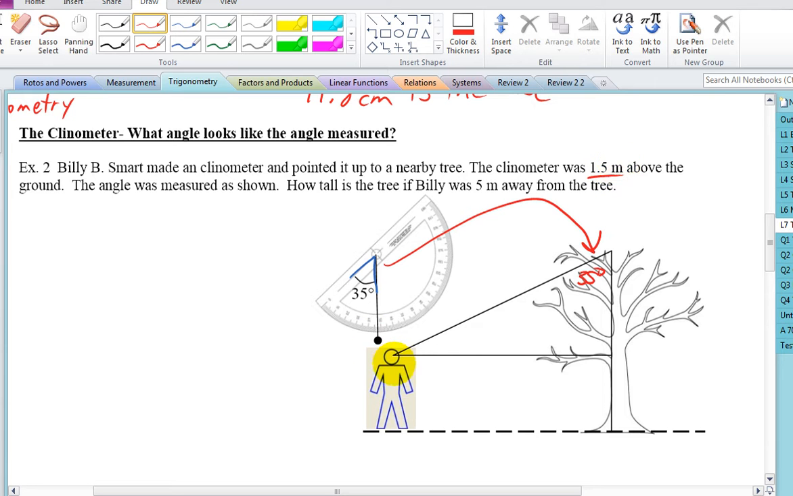Now the clinometer is 1.5 meters. That means his eye level is 1.5 meters above the ground. So right over here on the tree, that's also 1.5 meters. That's where the triangle starts, 1.5 meters above the ground. Billy's 5 meters away, and that's the bottom of the triangle. So what we're trying to do is find x in our triangle, so then we can add 1.5 and find y. So within the triangle, find x, then find y by adding. Go ahead, find x.